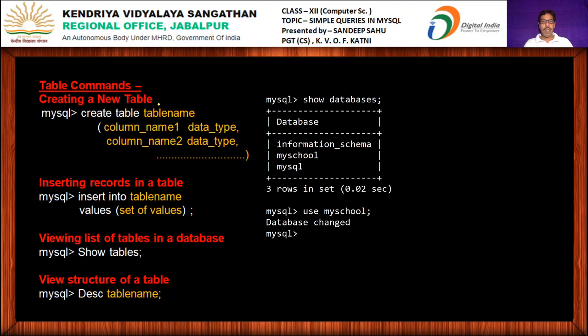Friends, if you want to create a new table, then there is a command create table. In this command, create table is a keyword, and then you have to write the name of the table, then inside parenthesis, first you have to write the column name and then its data type and comma. The same thing you have to do with all the columns.